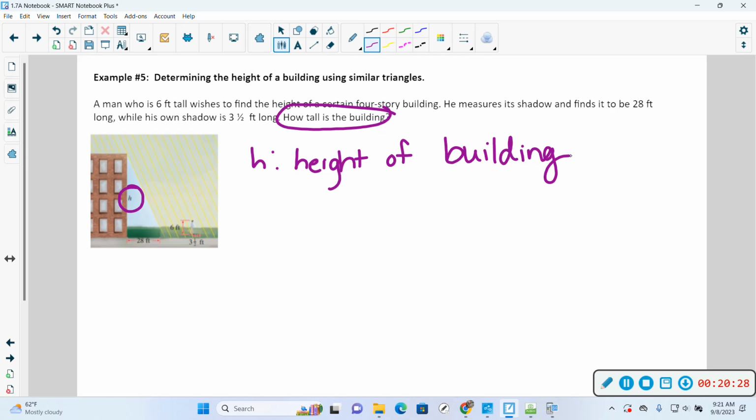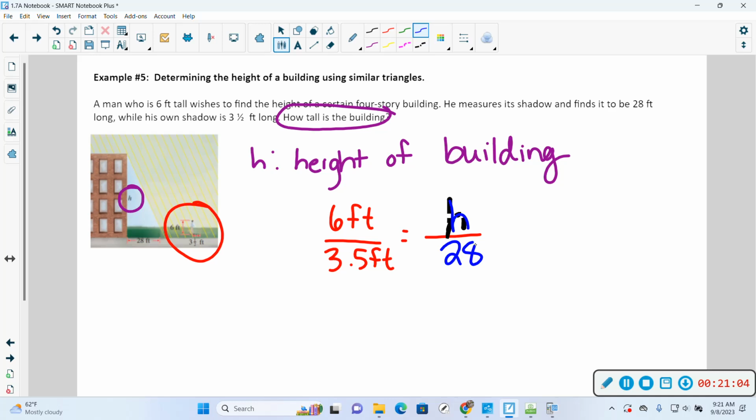And it doesn't matter if you start with the little guy or the building. I'm going to start with the little guy, okay? So his actual height is 6 feet. And he casts a shadow of 3.5 feet. Now, when I do my second ratio, comparing two numbers, I want to keep it in the same style, meaning I did the height to the shadow. So when I look at the building, I'm going to do the height, which is H, we're trying to figure out, to the shadow. So just make sure you keep everything lined up.